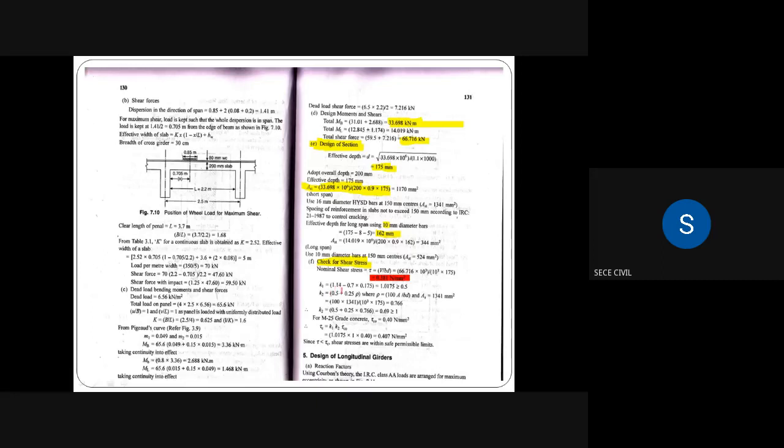K1 is 1.14 minus 0.7 into 0.175. It is in the code book. So K1 value is 1.0175. K2, based on the percentage reinforcement, is 0.766. And tau C naught is also in the code book. Based on the percentage of reinforcement and depending upon the grade of concrete, we take it from the code book. That is 0.40 newton per mm².